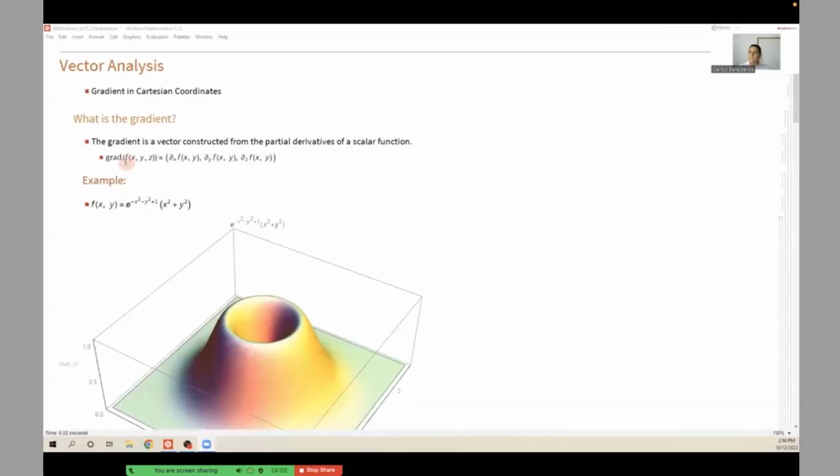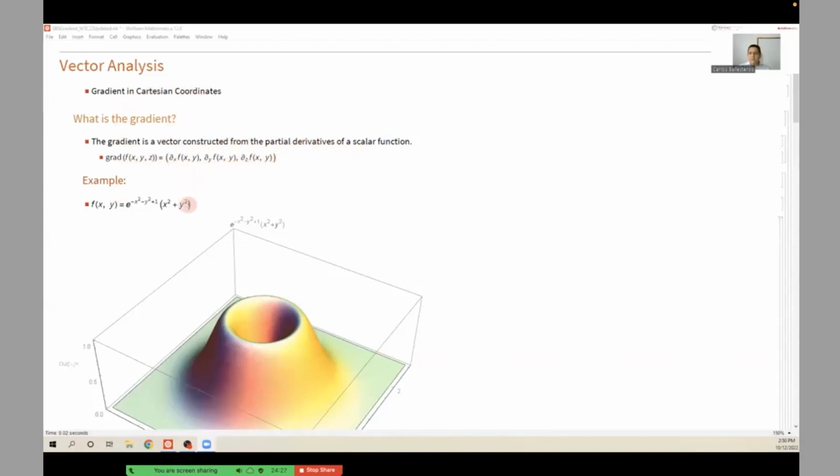For vector analysis, now there is a step-by-step solution for gradient in Cartesian coordinates. But what is the gradient? I will try to explain this in an easy way. The gradient is a vector constructed from the partial derivatives of a scalar function. For example, if we have a function of 3 variables, then we will get a 3-dimensional vector with this form.